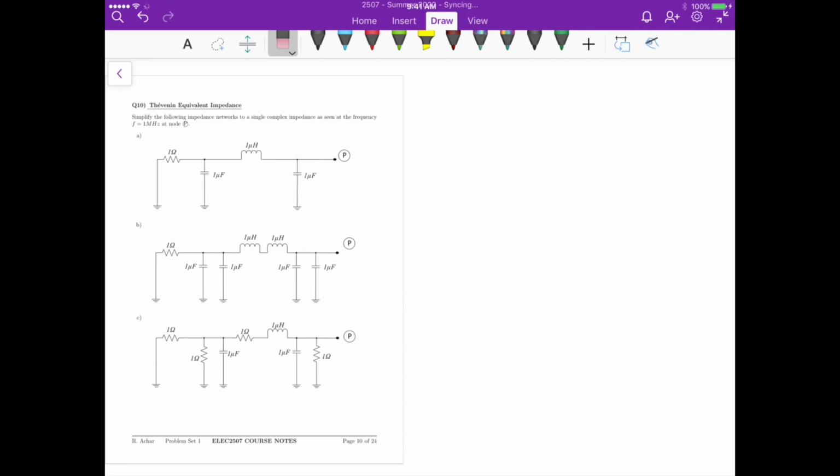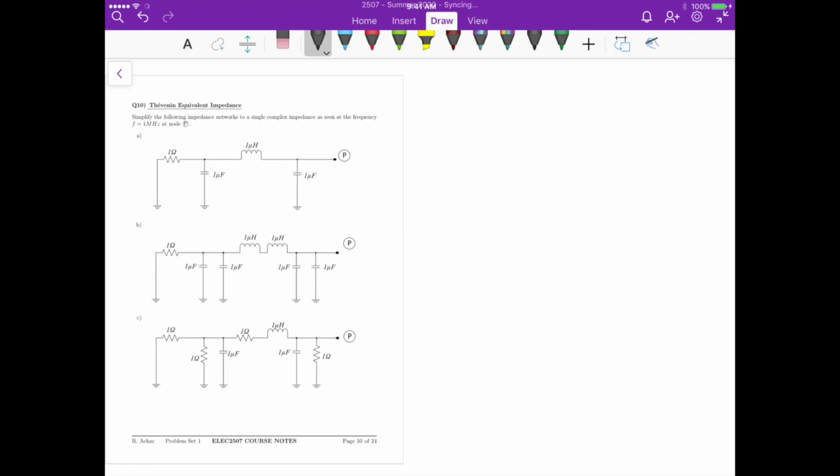You see that the other ones are just simplified versions of that. But in order to calculate the equivalent impedance, or the Thevenin impedance seen from this node P, we first have to convert all the capacitances and inductances that we have here to a capacitive reactance or an inductive reactance. And to do that, we have to know the frequency. So in this case, the problem says that the frequency is 1 megahertz, right?